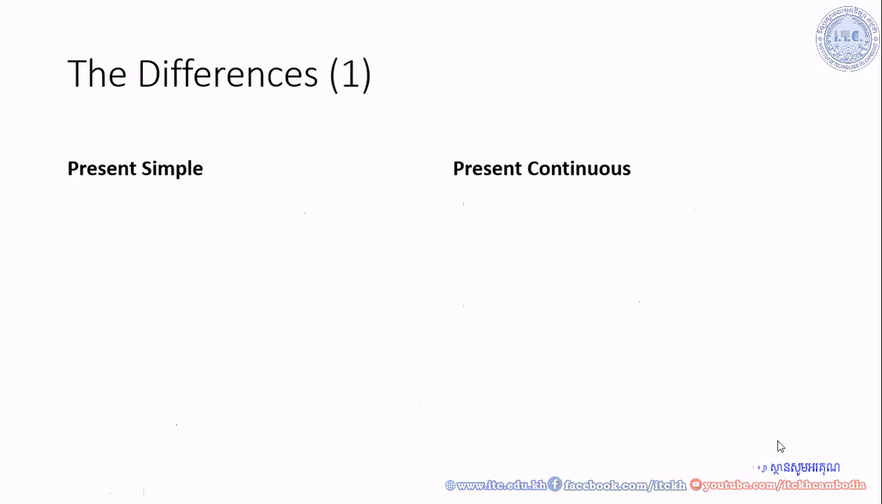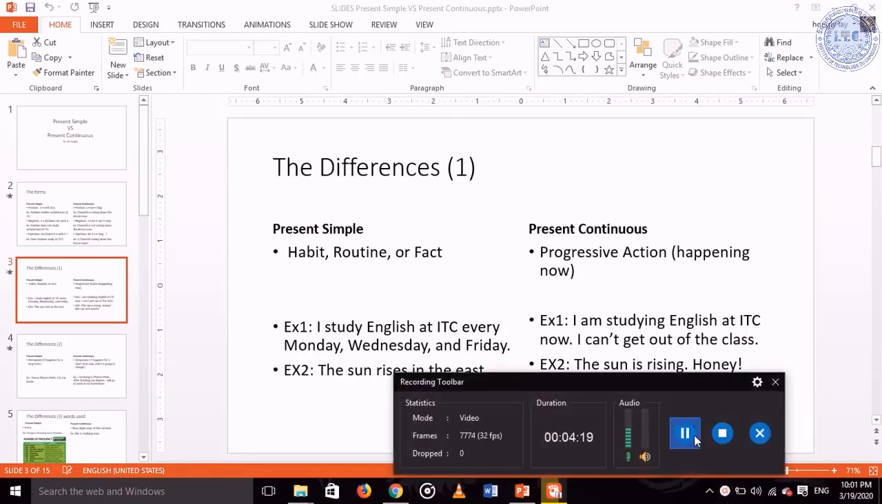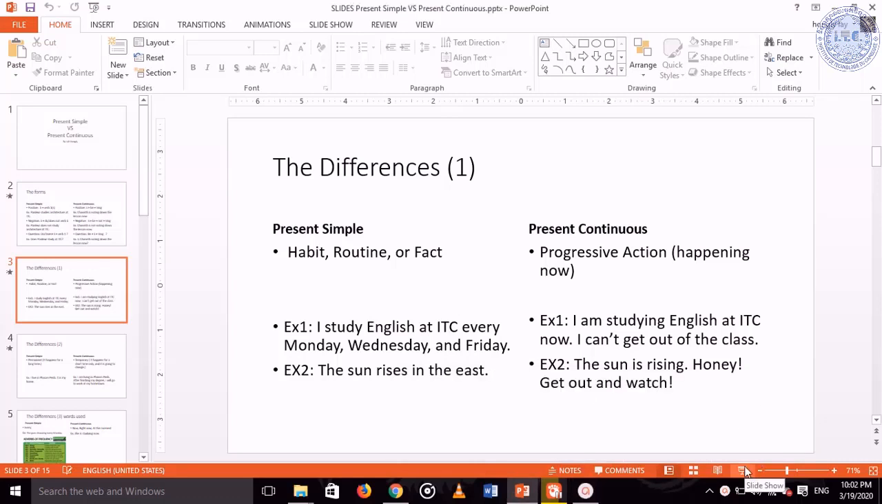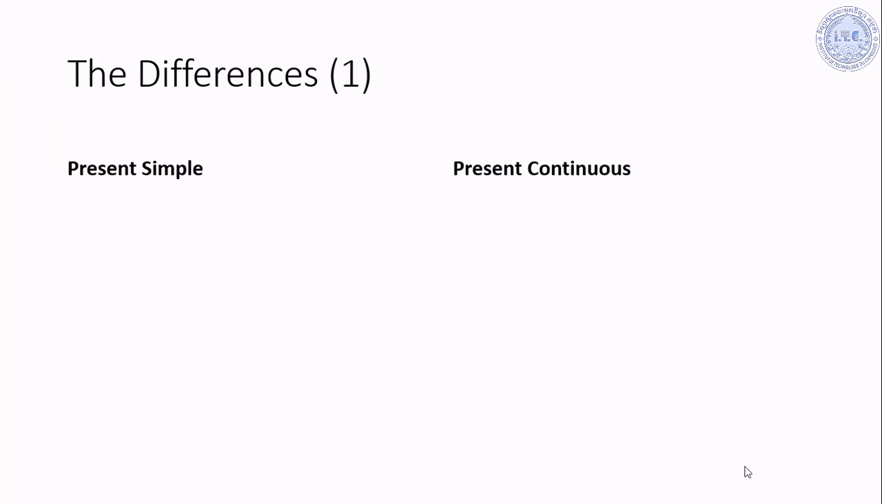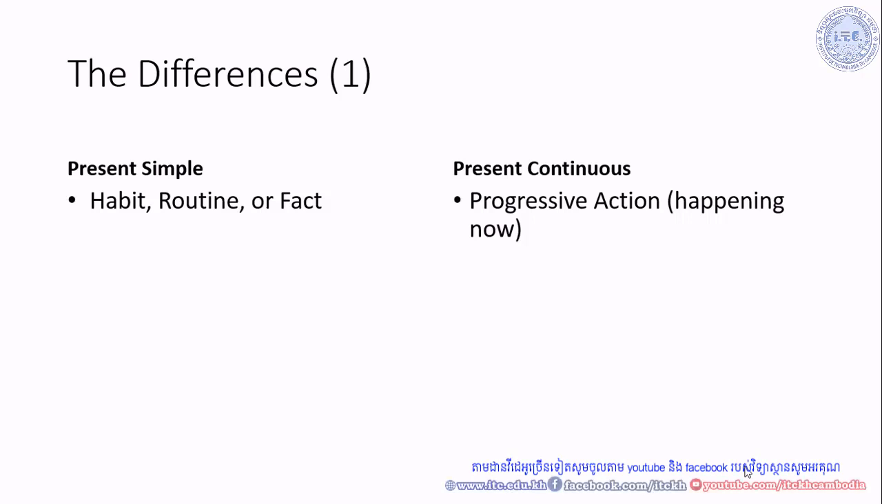Now let's go to the differences. I'm going to focus on 4 differences between present simple and present continuous. Let's take a look at the first difference. In present simple and present continuous, with present simple we talk about habit, routine, or fact, while with present continuous we talk about progressive action. So what do I mean by habit, routine, or fact versus progressive action?